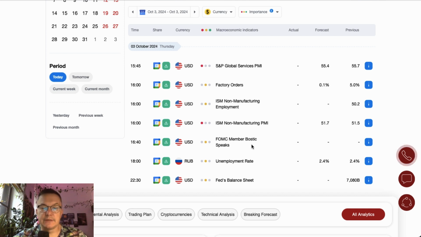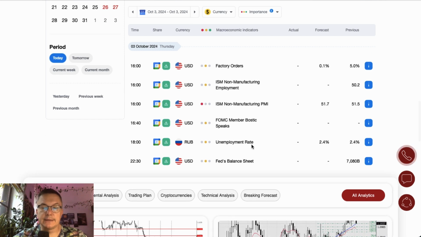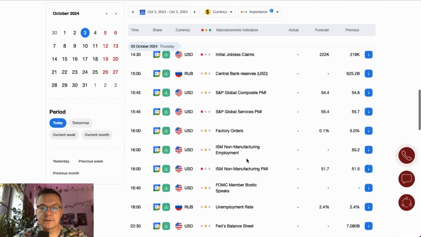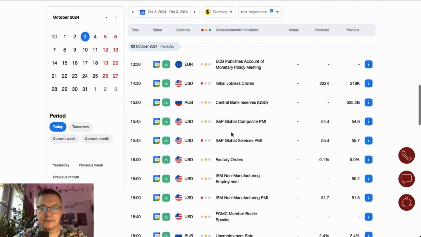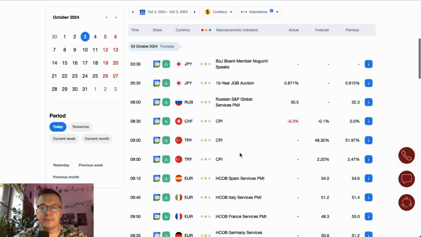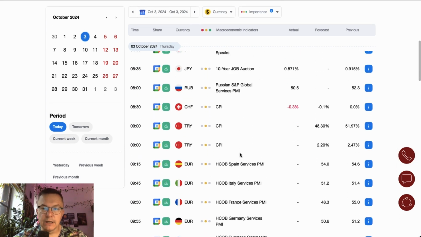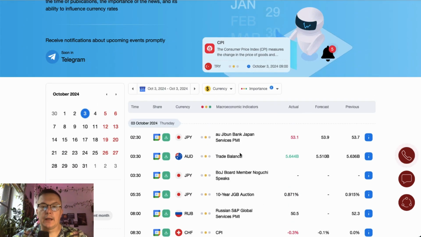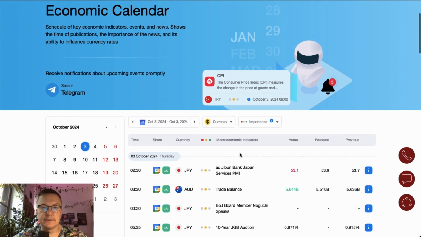FOMC member Bostic will give a speech at 4:40, and then the data from the Fed's balance sheet will be released at 10:30. So three very important data releases during the US session here: initial jobless claims, S&P Global Services PMI, and non-manufacturing PMI, and plenty of the PMIs during the London session. Okay, so let's start to take a look.